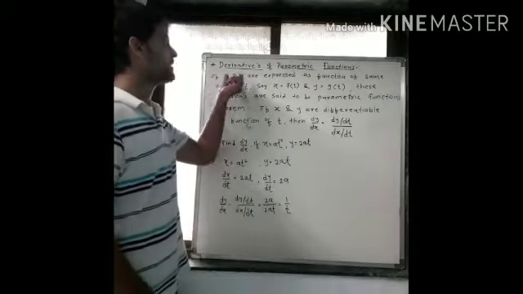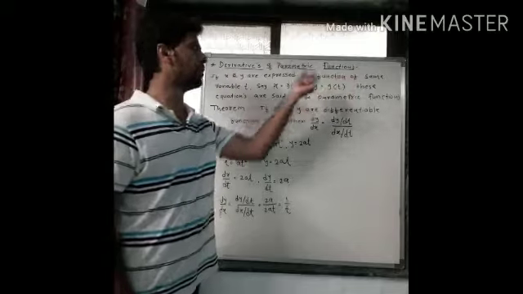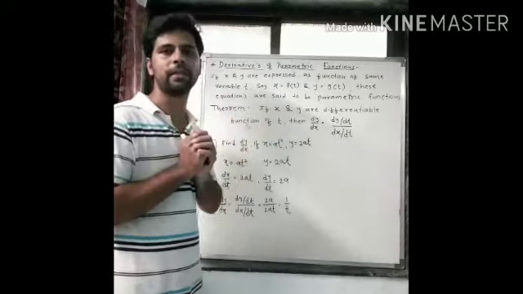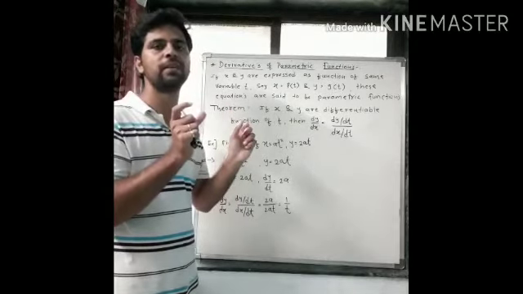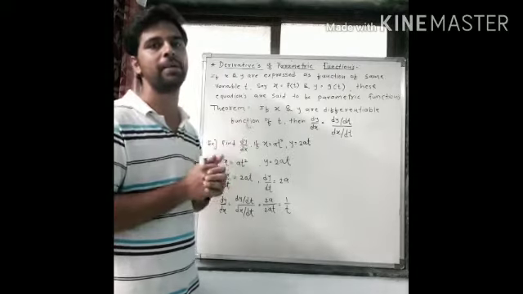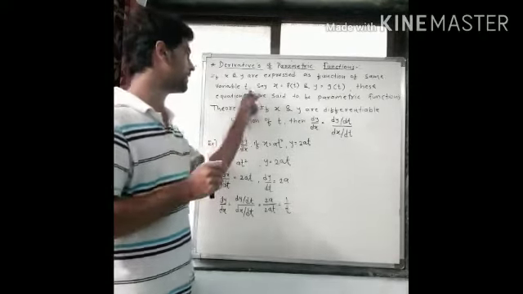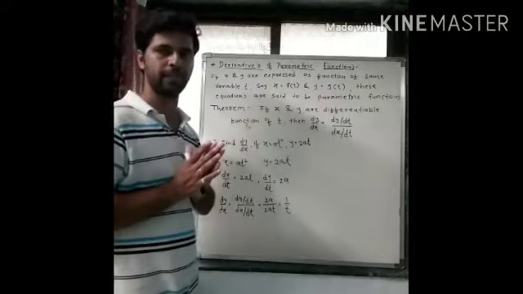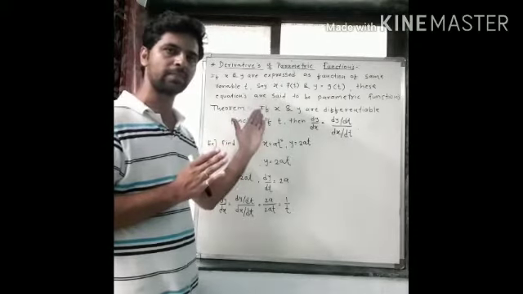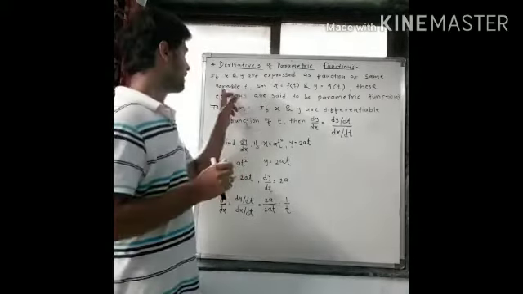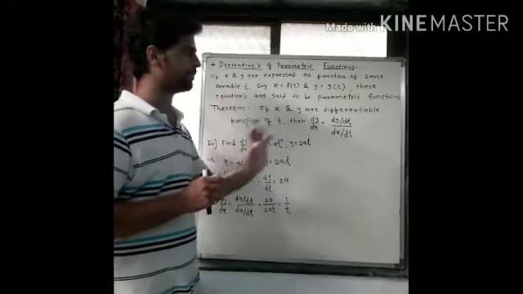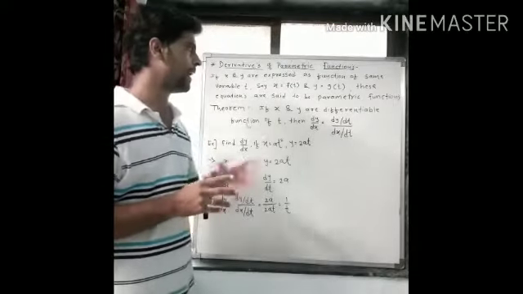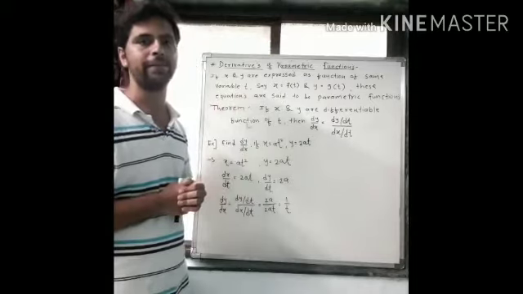If x and y are expressed as a function of the same variable t. Suppose x and y are two different functions, but both are expressed with the same parameter or variable t, like x equal to f of t, y equal to g of t. These equations are said to be parametric functions. And after that we have to find out their derivatives.